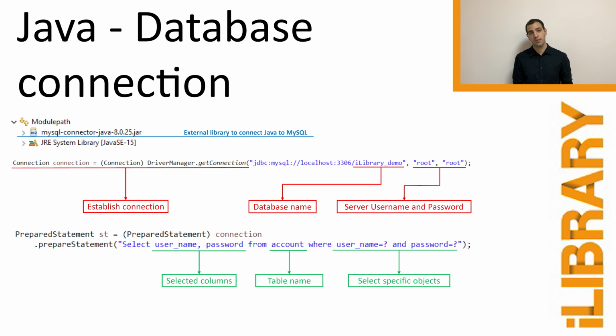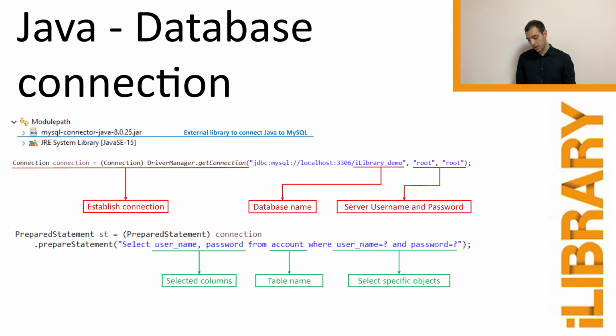First of all, we need to talk about how we connect the database to the Java program. To be able to connect Java to the database, we need to add an external library to Java. In this case, it's MySQL connector Java. Then we need to establish the connection by writing a code into the program.